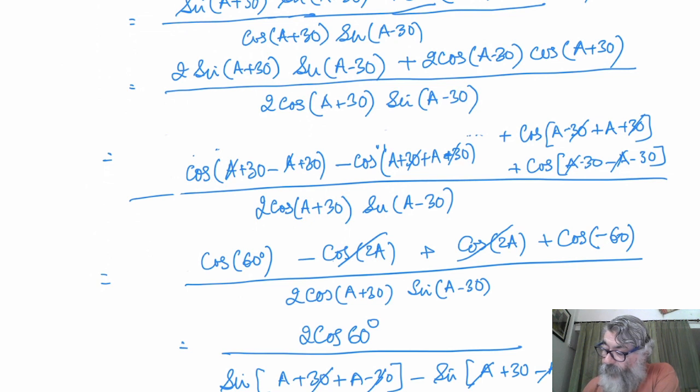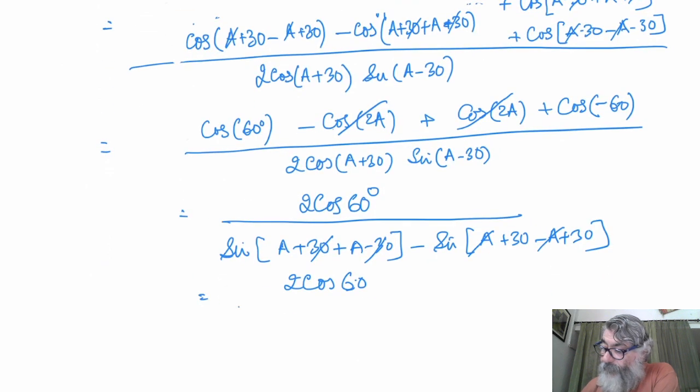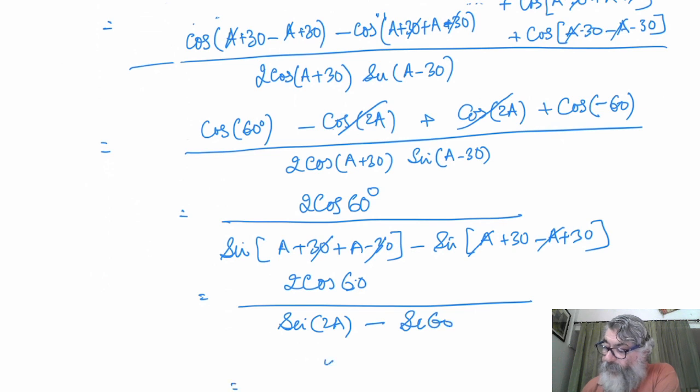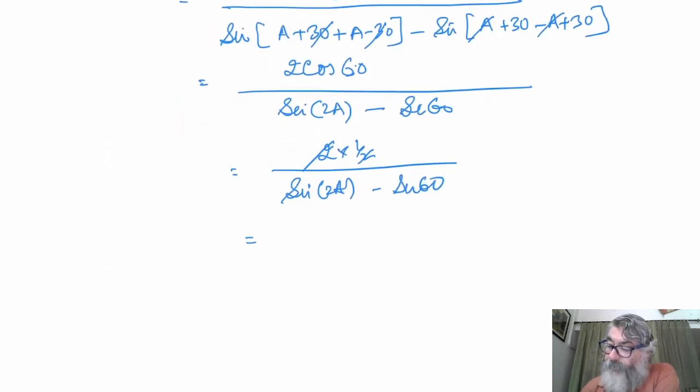2 cos 60 upon, it will come sine 2a and minus sine 60. Cos 60 is 1 upon 2. Sine 2a minus sine 60. This will cancel. So what will you get? You will get 1 upon sine 2a minus sine 60, which is right hand side.